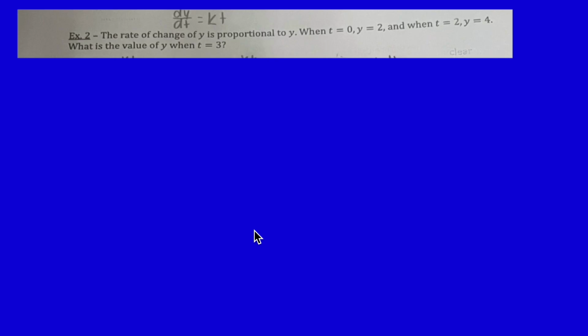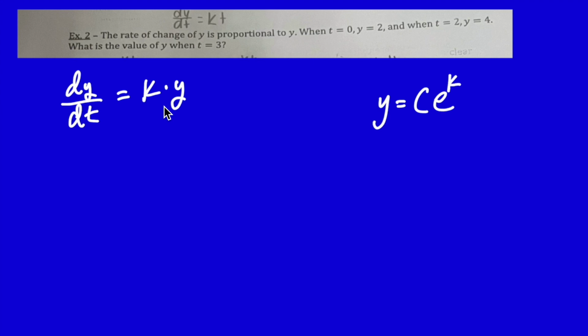In this first problem, we're told that the rate of change of y is proportional to y. So as soon as we see that, we can write this down, and because we had that formula, we can jump to this, which is what we derived a few moments ago. Okay, so that's the formula we're going to be using. And the whole idea, folks, is to get the k and the c. Once you have the k value and the c value, you can answer any question they give you.